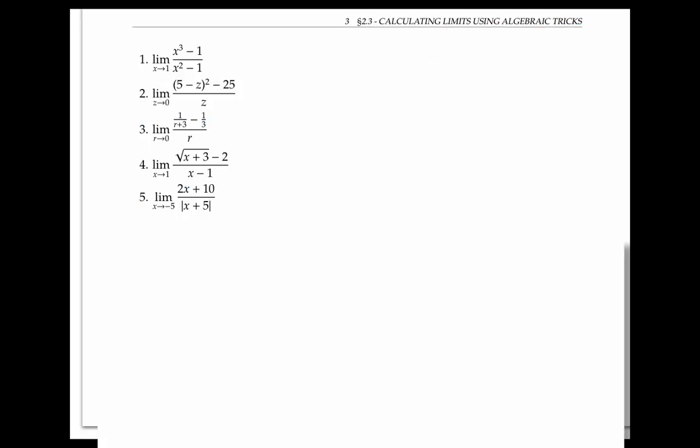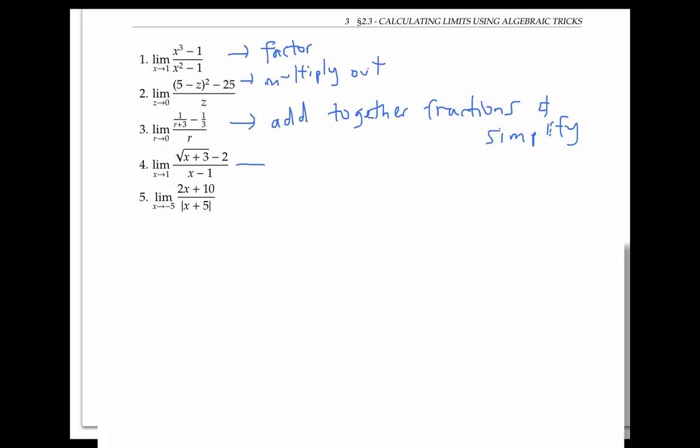So we've seen 5 different kinds of limits, all of the 0 over 0 indeterminate form. And we've used 5 different methods to evaluate them. For the first example, we used factoring. For the second example, we did the opposite of factoring. We multiplied out. For the third example, we added together our rational expressions to simplify things. The next example, we use the old multiply by the conjugate trick. And the last example, we used cases and looked at one-sided limits.